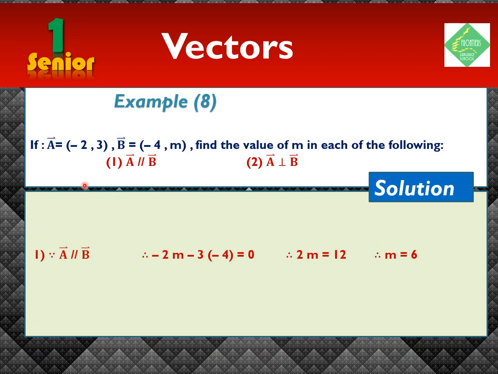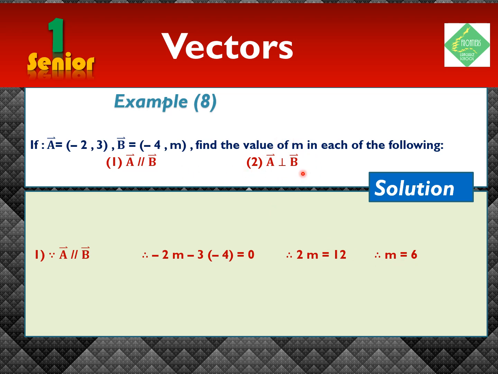Let's take an example. If A is (negative 2, 3) and B is (negative 4, m), find the value of m in each of the following. First case, A parallel to B. When you have two parallel vectors, you multiply x1 by y2 minus x2 by y1 equals 0. So negative 2m minus 3 multiplying negative 4 equals 0. So 2m will be 12. By dividing both sides by 2, you will get m equals 6.